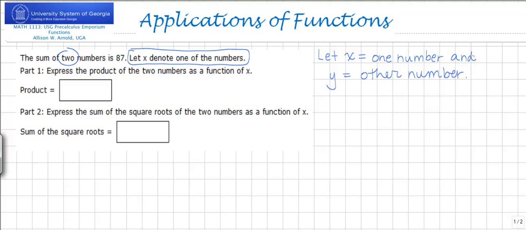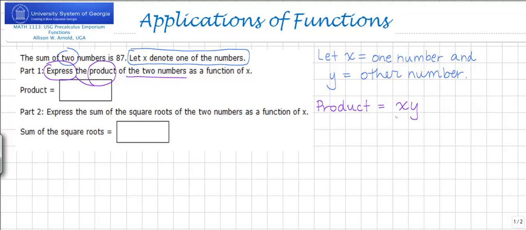Okay. Now here's the way I like to approach these problems. Part 1 and part 2 both have a word in common. Express. I want you to train yourselves to read these in the following manner. What is it that express modifies? And in part 1, we're trying to express the product of the two numbers as a function of x. So let's start with the idea of product. The product of the two numbers as they stand is x times y.